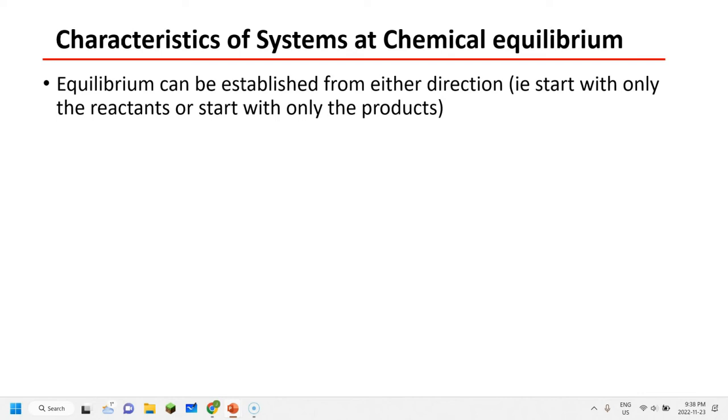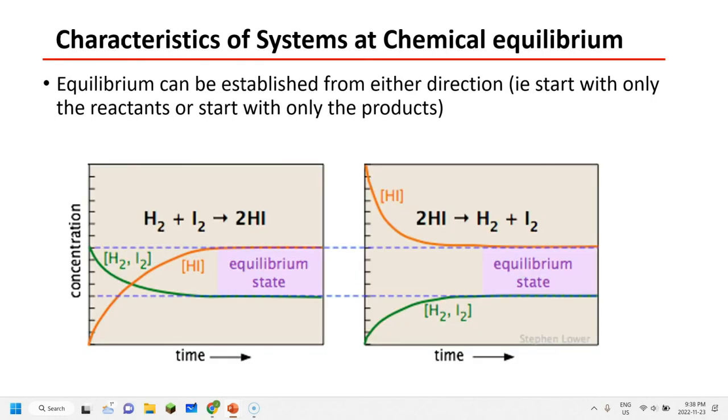Another characteristic of our system at equilibrium is that I can establish it from either direction. So I could start off in my closed vessel with only reactants, or things that I wrote on the left-hand side of the arrow, or I could start off with only products, things that are on the right side of the arrow. And if I let equilibrium become established, it doesn't matter which direction I start off with.